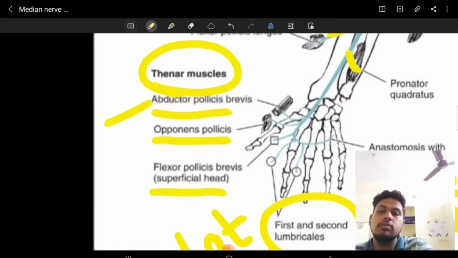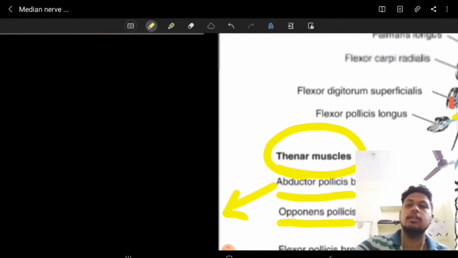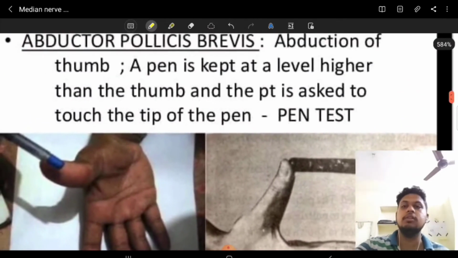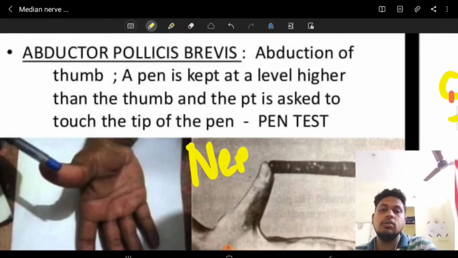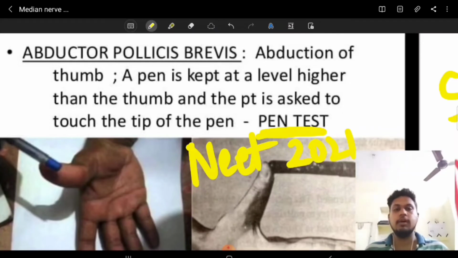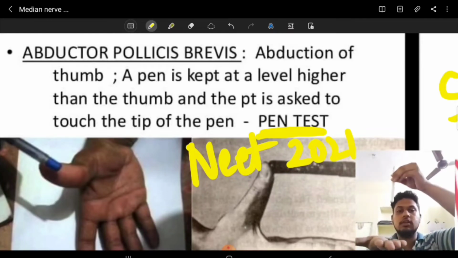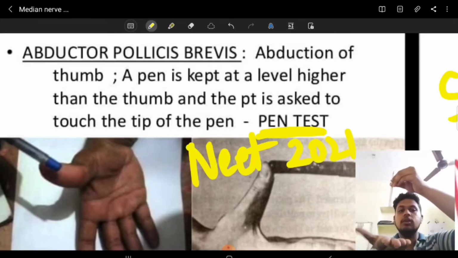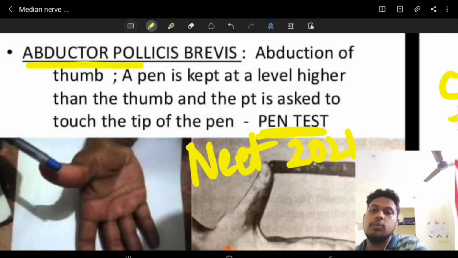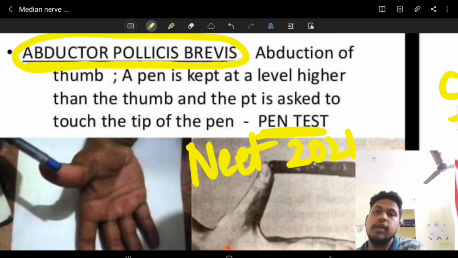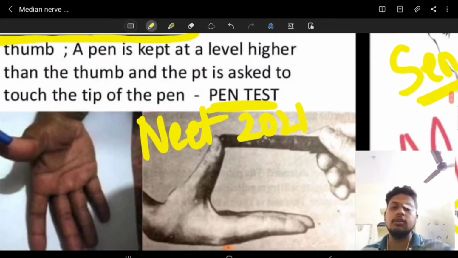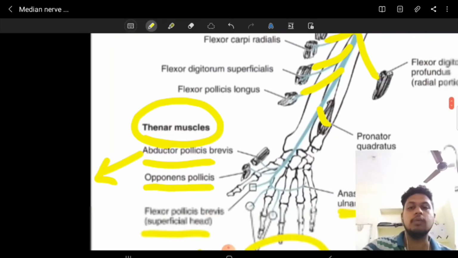In case the abductor pollicis brevis is injured, there is an interesting test which was asked in NEET PG 2021. This test is called the pen test. A patient is asked to keep his hand like this, and a pen is placed on top of his hand, and he is asked to touch the pen with the help of his thumb. This action is done by the muscle abductor pollicis brevis. In case of injury to the median nerve, this test cannot be performed. So it is an interesting test for abductor pollicis brevis.